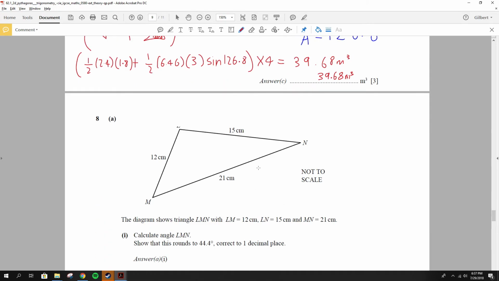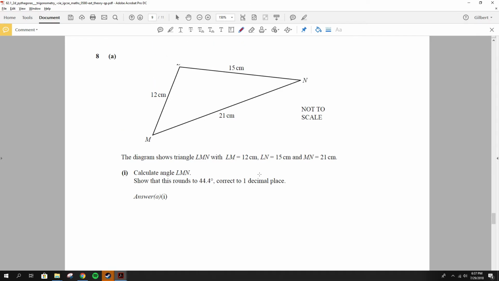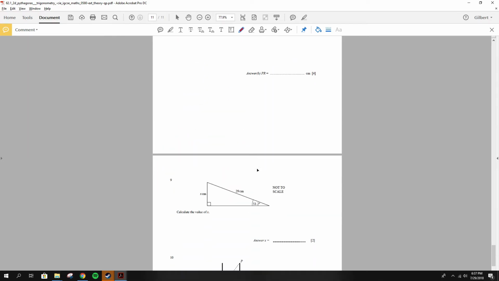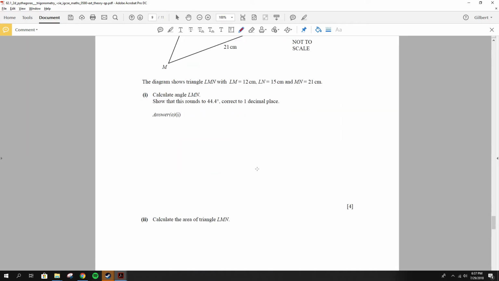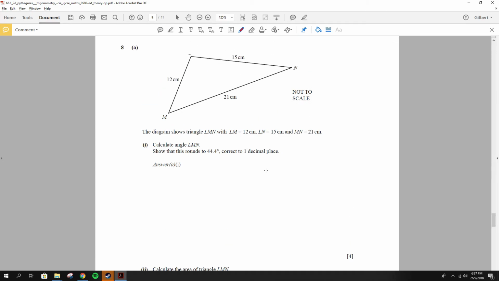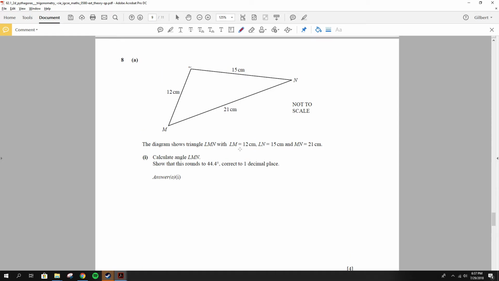Alright, next question. How many questions do we have? Okay. Calculate the angle LMN. Show that this rounds to 44.4, correct to 1 decimal place. You want to calculate this angle here.